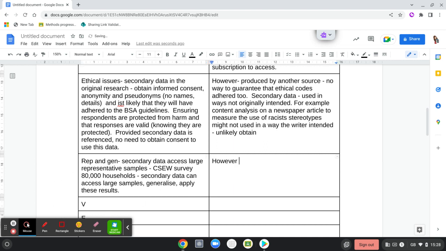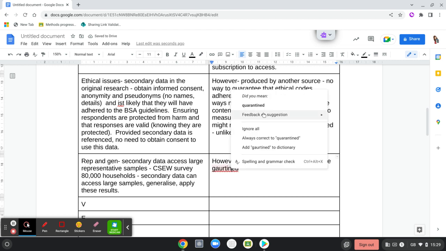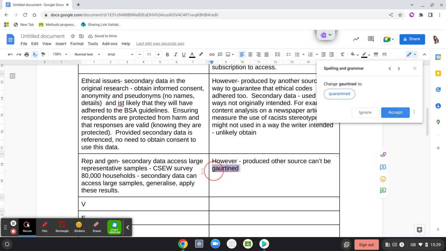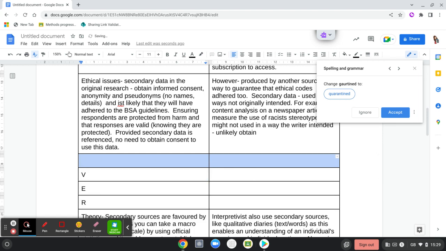However, again, because it's produced by another source, it can't be guaranteed. Okay.